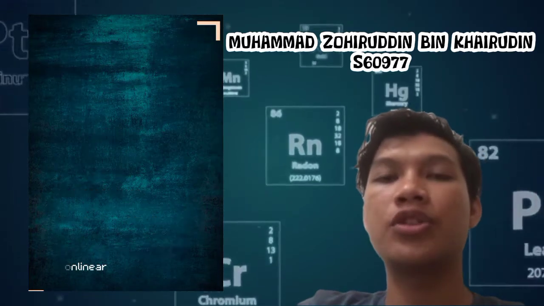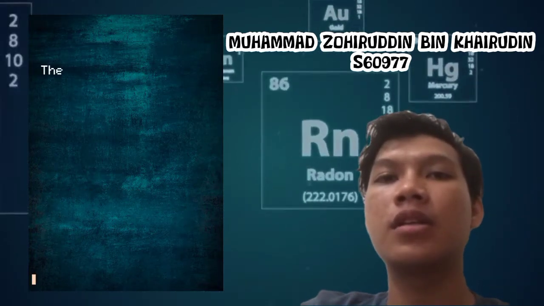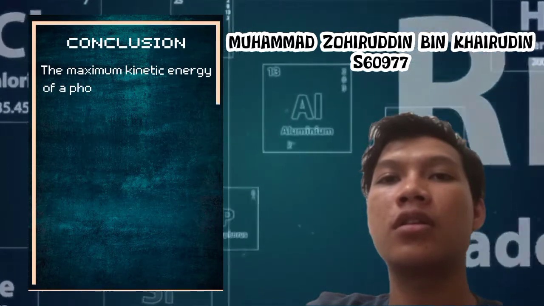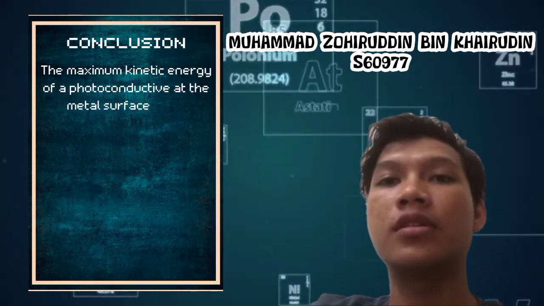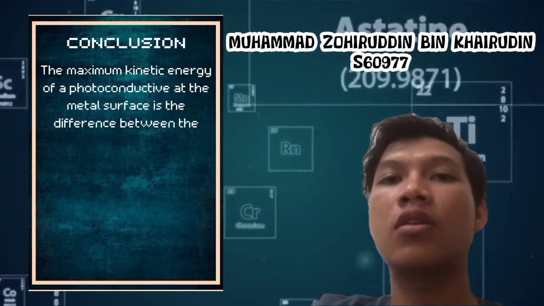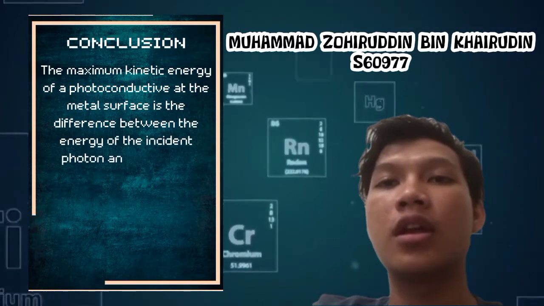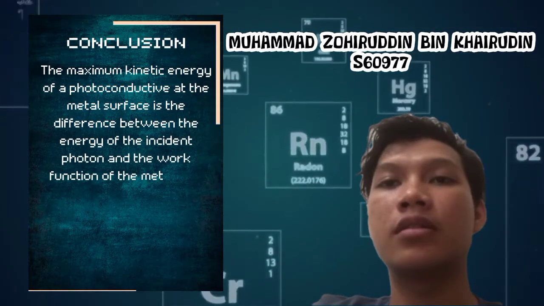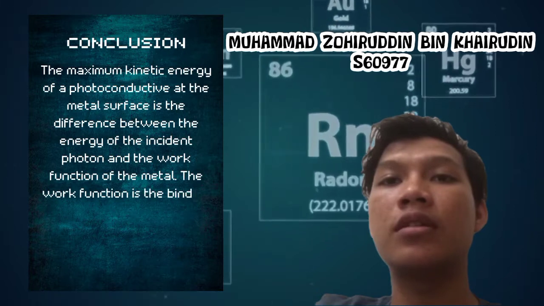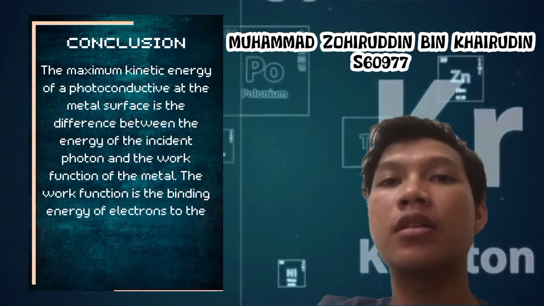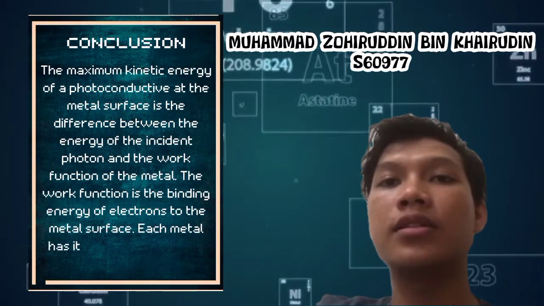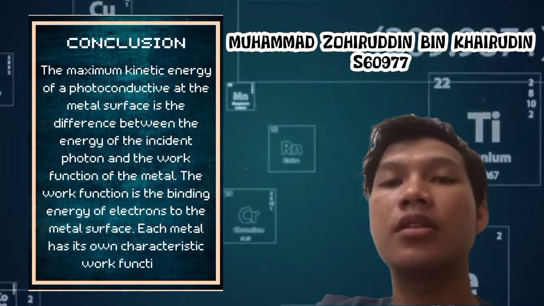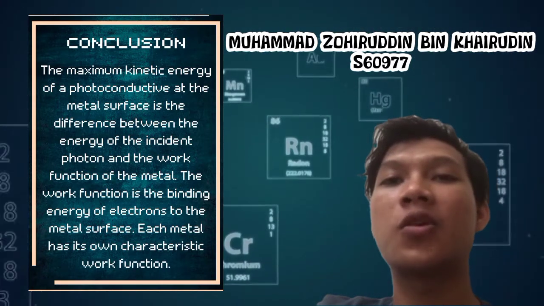In conclusion, the maximum kinetic energy of a photoconductive at the metal surface is the difference between the energy of the incident photon and the work function of the metal. The work function is the binding energy of the electron to the metal surface. Each metal has its own characteristic work function.